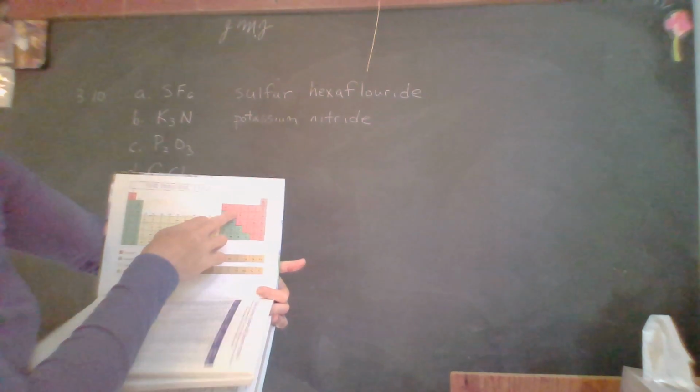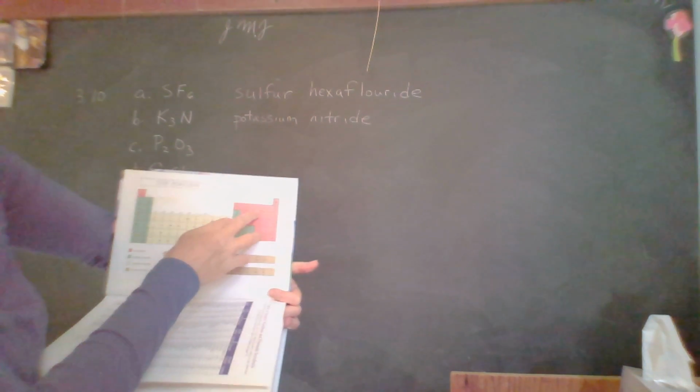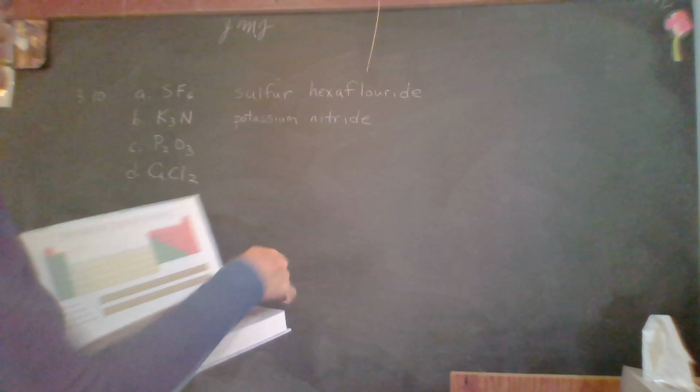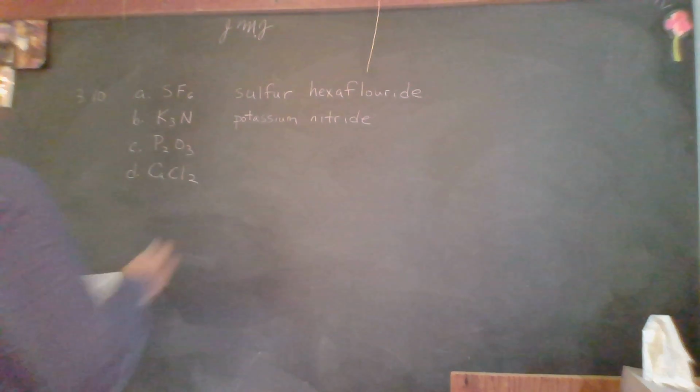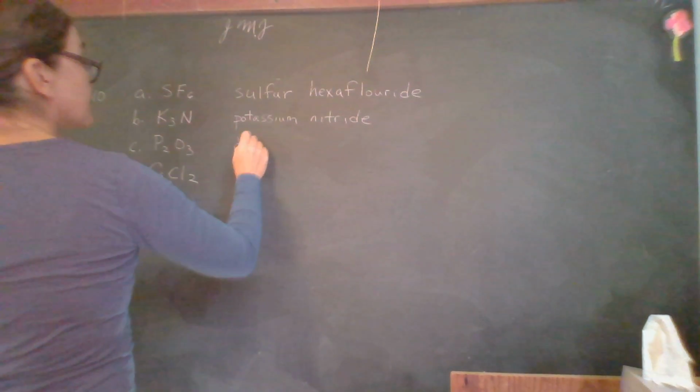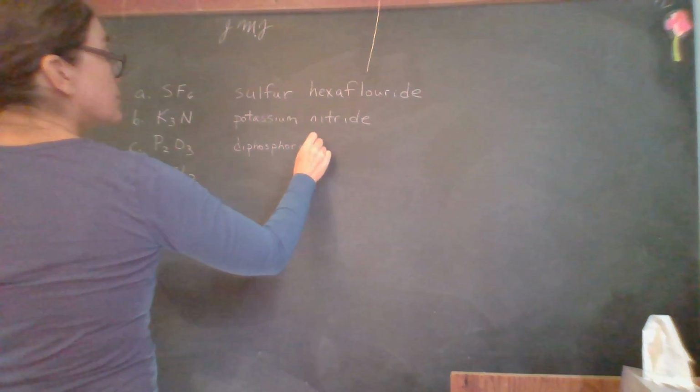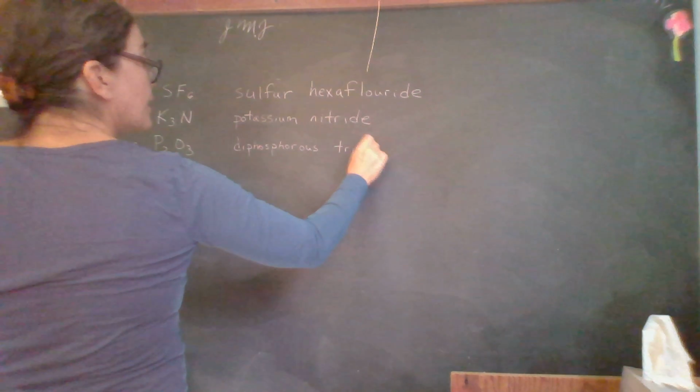Okay, P2O3. P is phosphorus over here, and O is over here. So they're both not metals. This is a covalent compound. I'm going to call this diphosphorus trioxide.